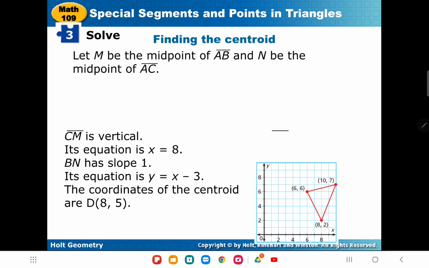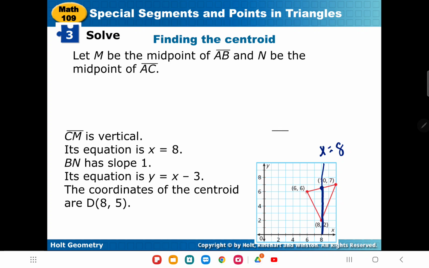So here's my diagram. And we want M to be the midpoint of AB and N be the midpoint of AC. So I'm going to put M right at the midpoint from 6, 6 to 10, 7. That's going to go right here. Switching to pen mode. And that's going to be a vertical line with the equation x equals 8. That's helpful because it's going to tell me the x coordinate of my centroid right off the bat.